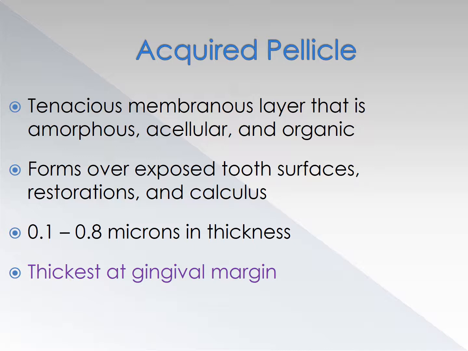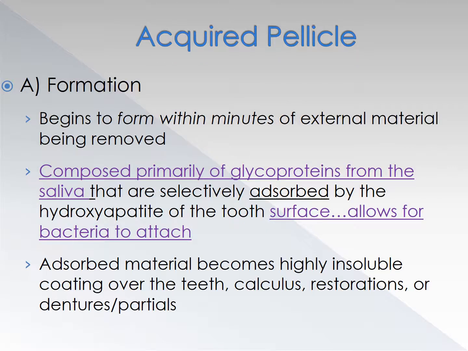And why would that be? That is because when you're chewing and speaking and things are moving around in the mouth, what part of the tooth gets used the most? It's going to be the lower third or two-thirds of the tooth, right? So that's what makes it so much thicker at that gingival margin, just because it's undisturbed. Okay.